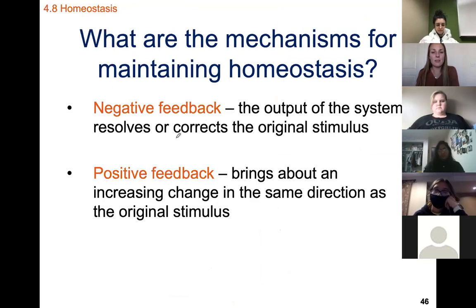We've got negative feedback. This is the output that the system resolves or corrects the original stimulus. And positive feedback brings about an increasing change in the same direction as the original stimulus. I'm going to give an example that has nothing to do with biology, then I'm going to give you a biological example. Think about it.